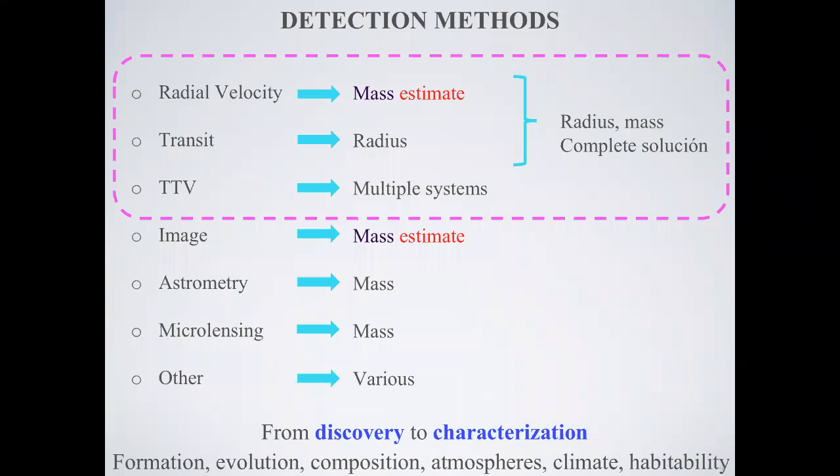But it's true that when we combine the first two, the radial velocity and the transits of the planet across the stellar disk, then we have very nice information, not only the mass but the radius, and I am going to describe eventually some of them. The bottom line is that we have passed from the first stage, the discovery of the first planets, to full characterization: formation, evolution, composition, atmospheric studies, climatology, habitability.